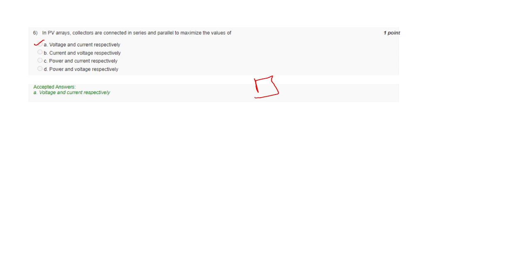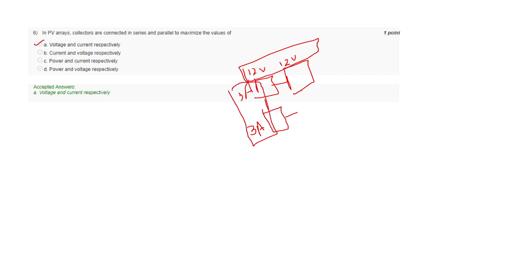So in series, say 12 volt and 12-volt modules are there, and in parallel we have, say, this is 3 ampere and this is 3 ampere. Similar to this, in series, what we can maximize is this voltage value. In parallel, what we can maximize is this current value. I hope this is clear.